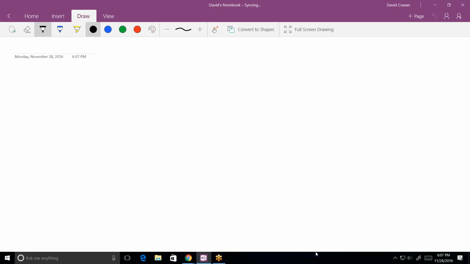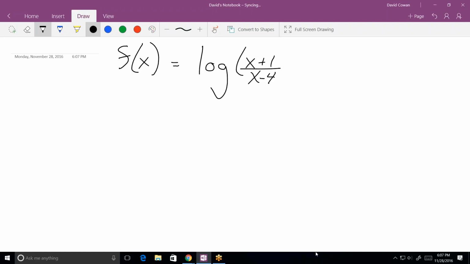So if I have f of x equals log of x plus 1 divided by x minus 4. And how would I find the domain?